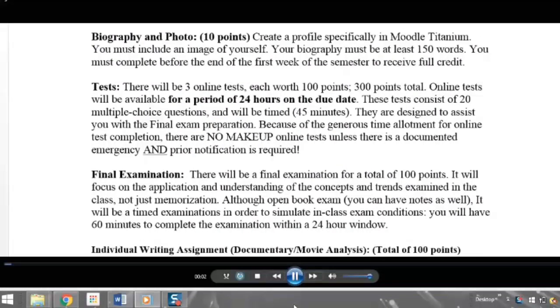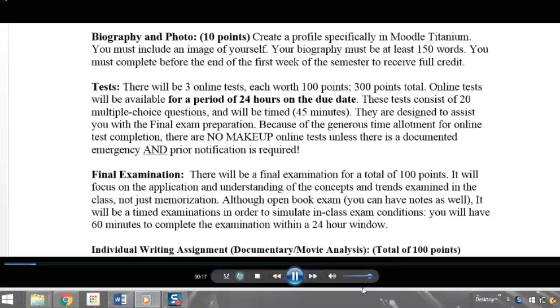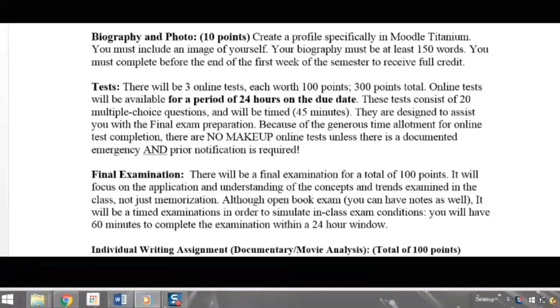So now we're going to cover how you're getting graded. The very first assignment that you have this week is going to be your biography and picture. You have to create a profile specifically in Moodle Titanium, and you must include an image of yourself. Your biography must be at least 150 words, and you must complete it before the end of the first week of the semester to receive full credit.